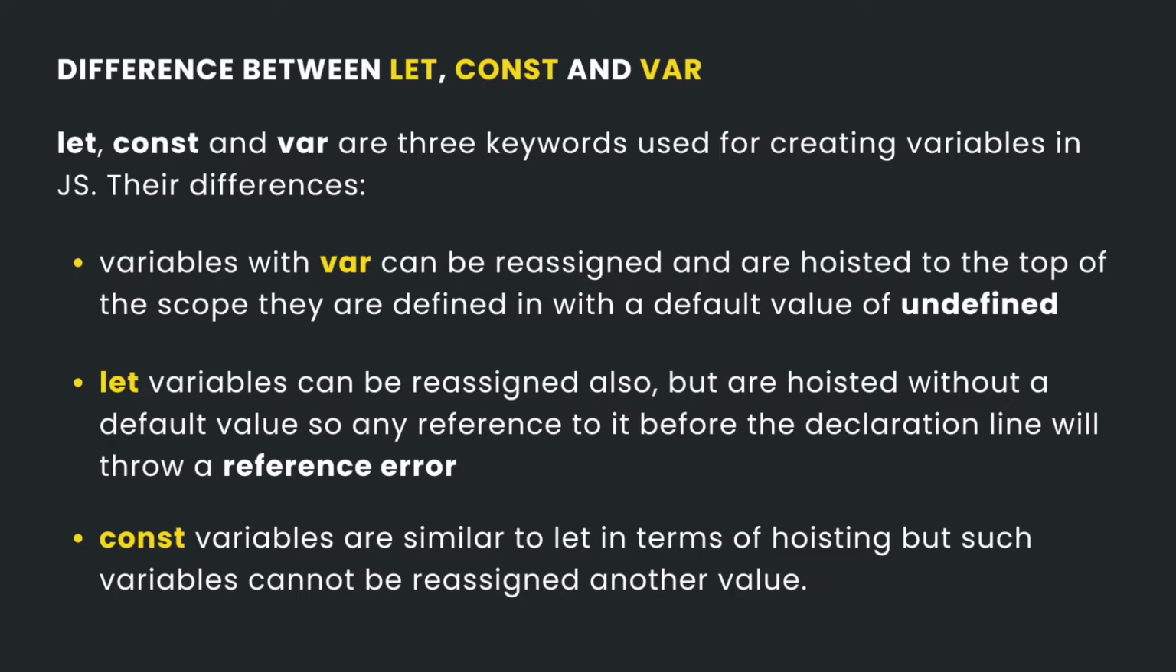With let, variables can also be reassigned and will also be hoisted, but they will not be hoisted with a default value. So if you try to reference that variable before initialization, you're going to get a reference error. And with const, this works similarly to let. It hoists variables, but since they do not have a default value, if you try to reference it before initialization, you're going to get a reference error. But unlike var and let, variables declared with const cannot be reassigned.